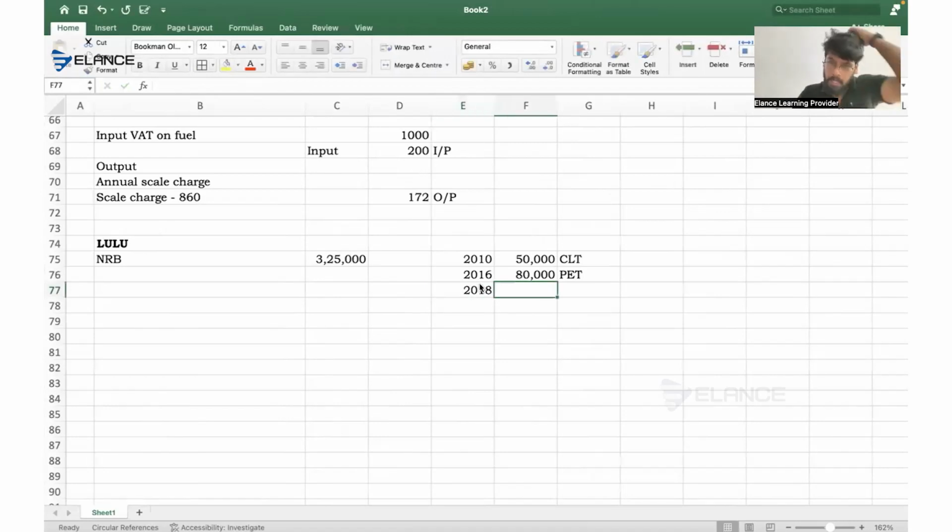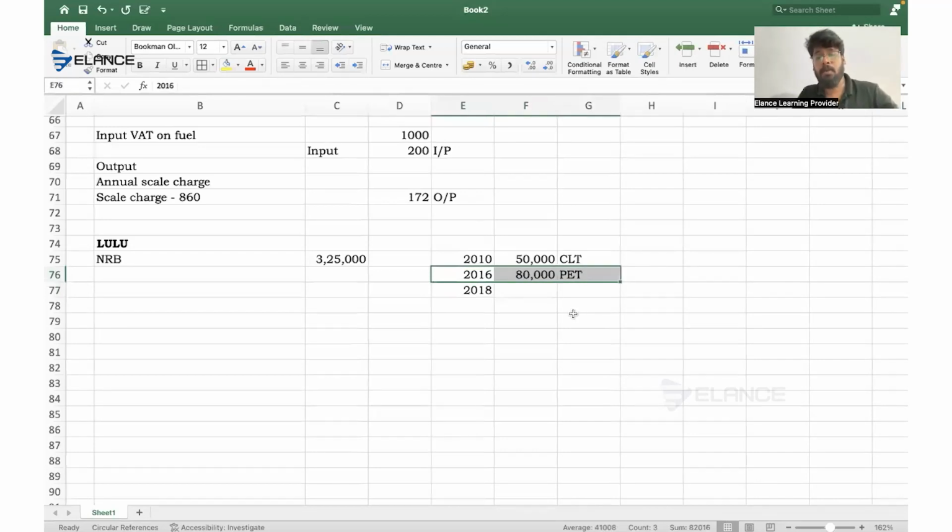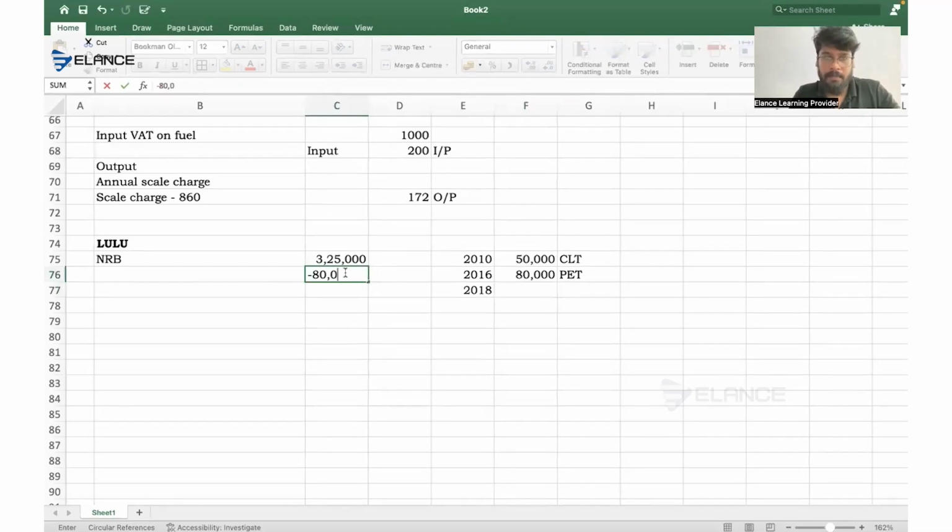Okay, so let us check. This 80,000 will be chargeable on 2018. Sorry, the 80,000 PET will be chargeable on death, because after making this transfer, within 3 years, Lulu died. So at the time of death, the 80,000 will be chargeable, and that will be covered under the nil rate band. And the first transfer is in 2010.